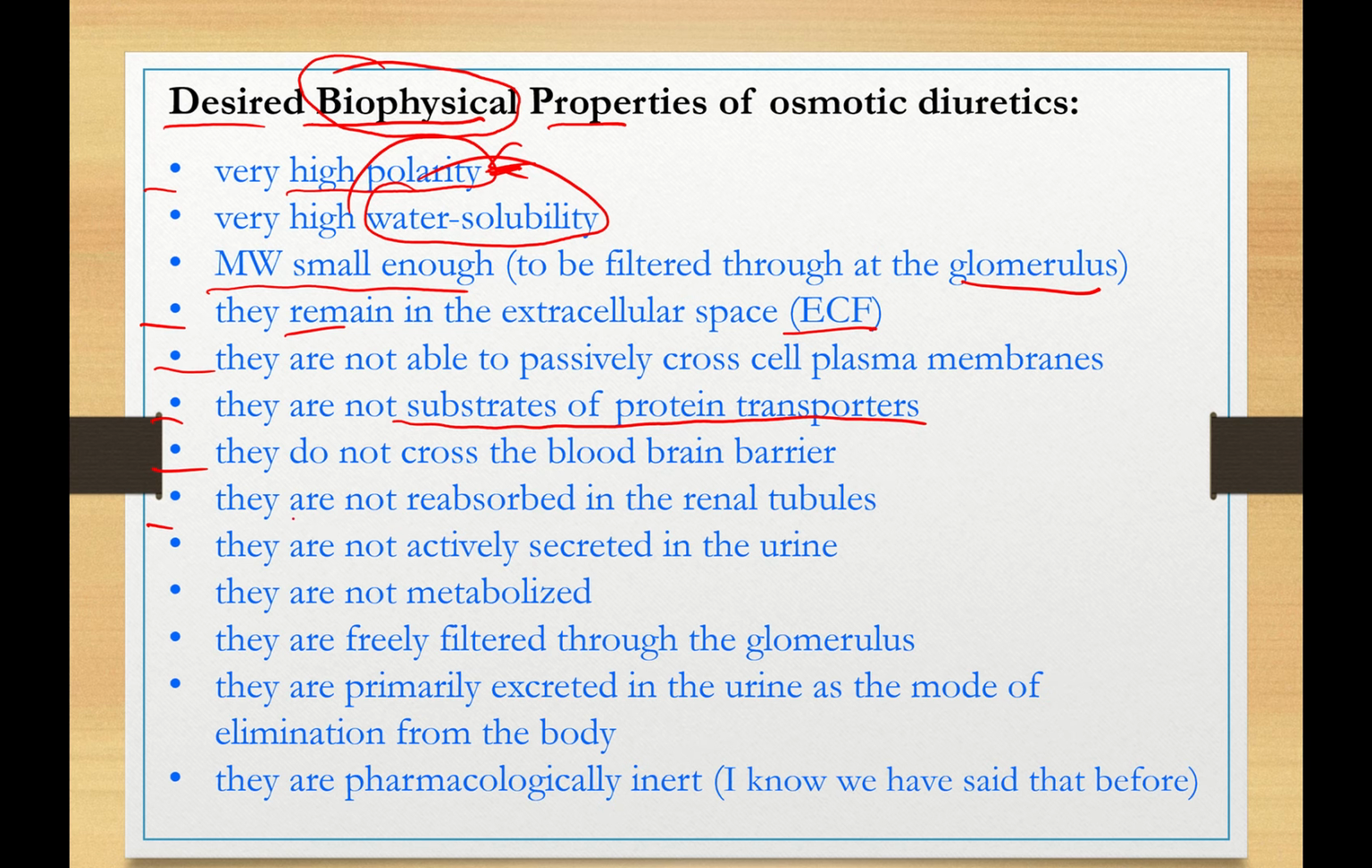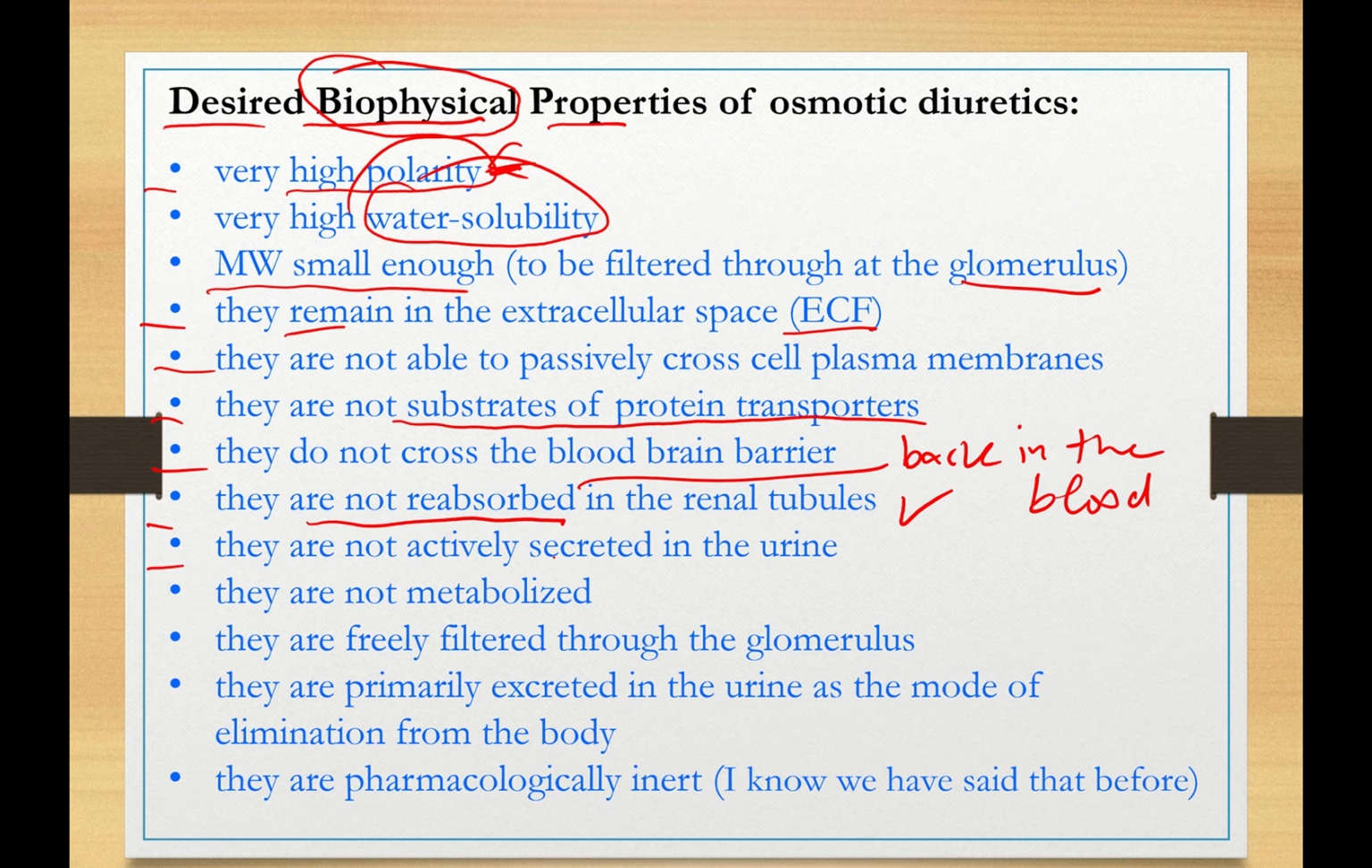They are not reabsorbed, obviously, back into the blood in the renal tubules. This is what we mean here. Because if the osmotic diuretics were reabsorbed back into the blood, they wouldn't be able to keep the osmolarity of the urine high, and there wouldn't be any water removal. So this is very important.